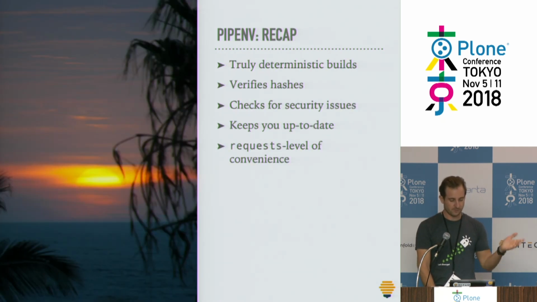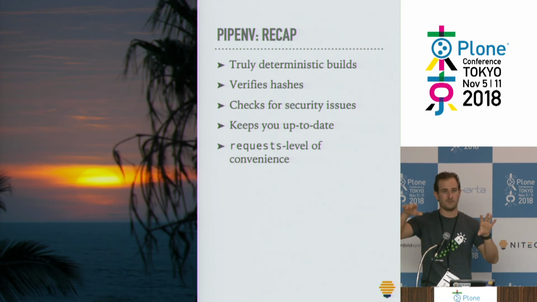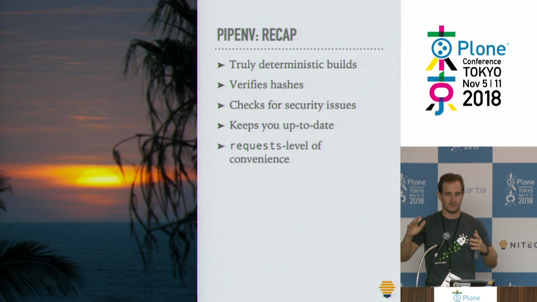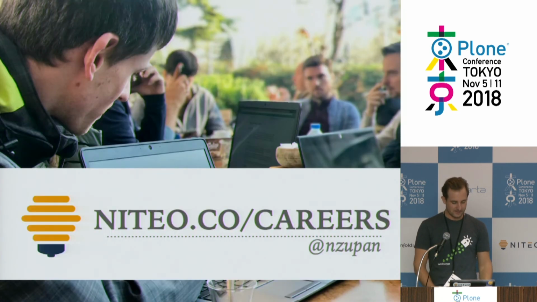So recap, you have truly deterministic builds because of the log file. You know that once that log file is in your Git, wherever you build it, if it's not going to match, you're going to have an error, and you're going to know that something changed. You have verified hashes for security, checks for security updates. It forces your team to be up to date, which you have to learn to live with, and has this requests level of convenience. And the API is really good.